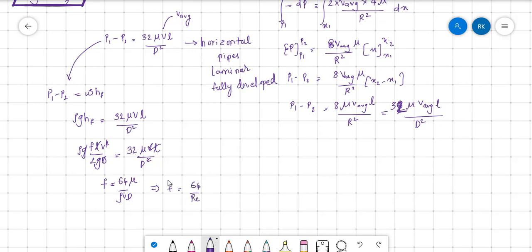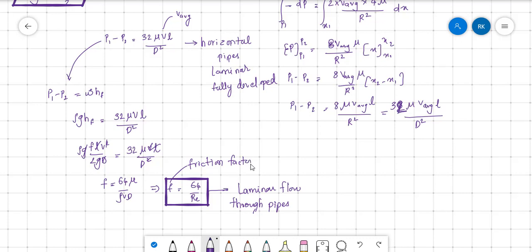This is valid for laminar flow through pipes. So this is what? This is the friction factor. So this is how we got 64 by Reynolds number.